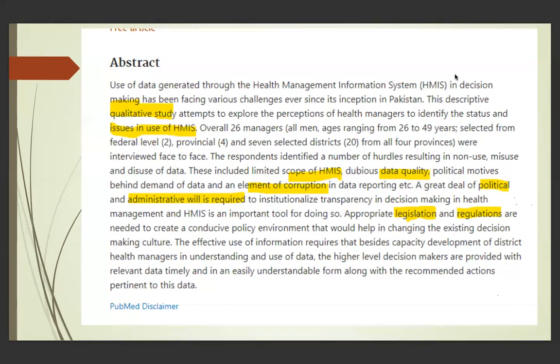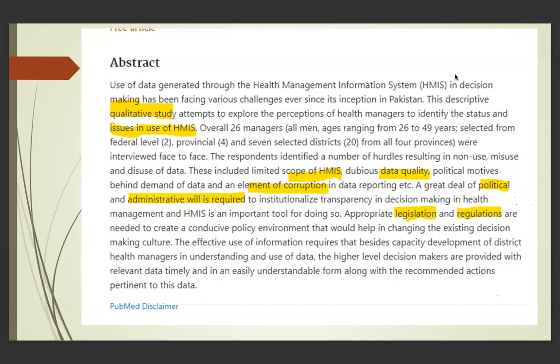So overall, 26 managers, all men, with ages ranging from 26 to 49 years, were selected. The respondents identified a number of hurdles resulting in non-use, misuse, and disuse of the data. These included limited scope of the HMIS, dubious data quality, political motives behind demand of data, and an element of corruption in data reporting, etc.